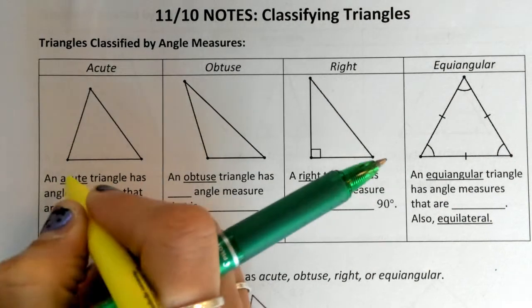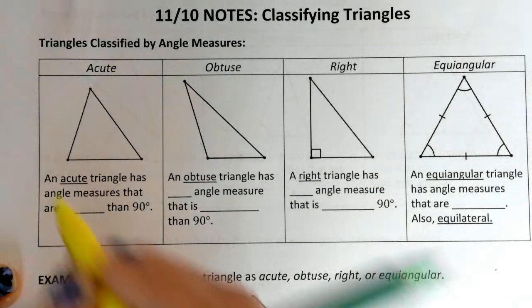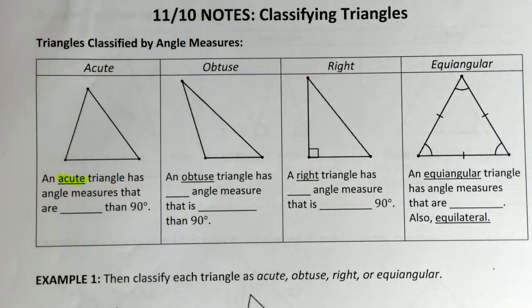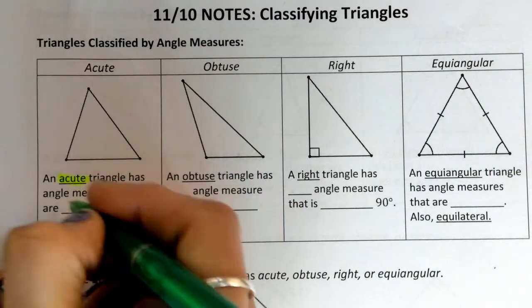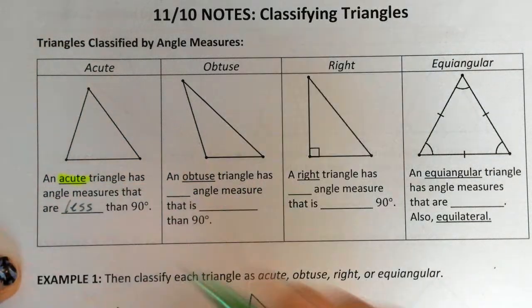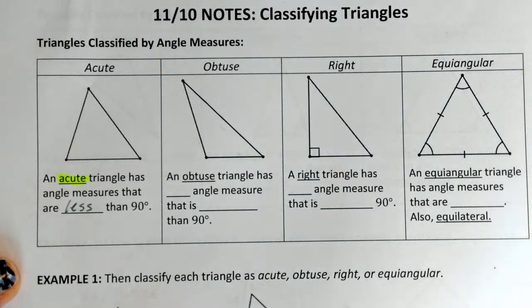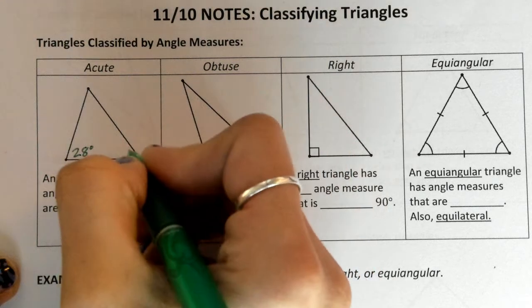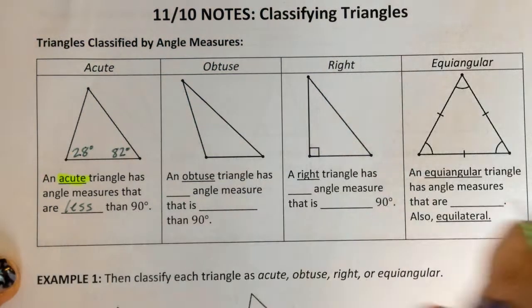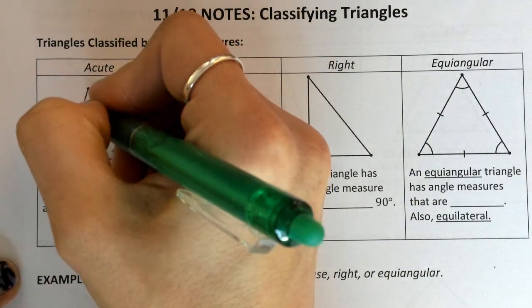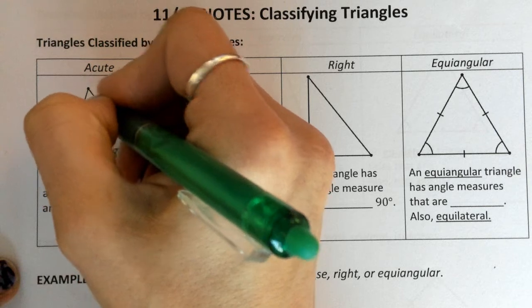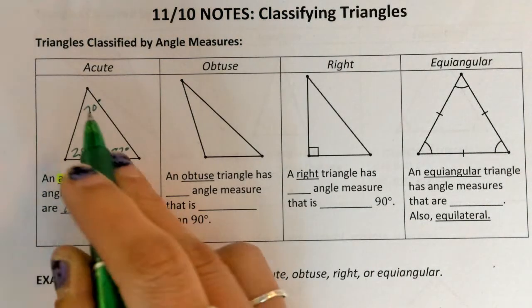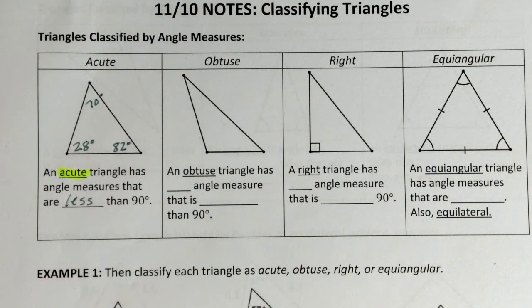When we have the acute triangle, an acute triangle has angle measures that are less than 90 degrees. So all three will be less. We're just going to make up some numbers here, knowing that these all are going to add up to 180 degrees. We'll talk about that in another set of lessons. So let's label 28 degrees, 82 degrees, and 70 degrees. All three of these angles are acute angles under 90 degrees, so we have an acute triangle.